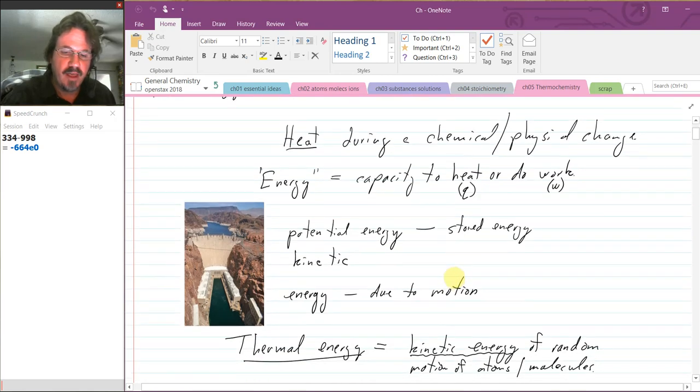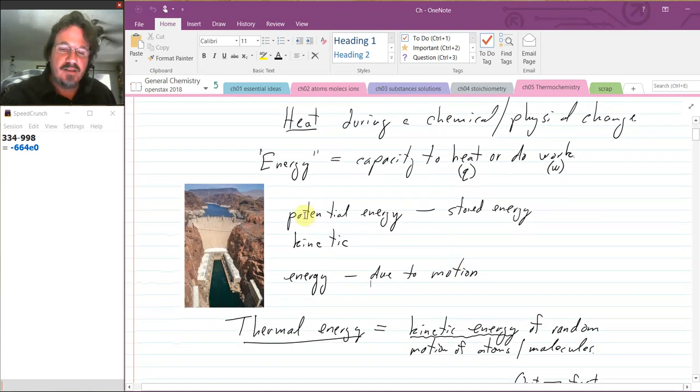Alright, so first of all, energy. Defined as the capacity to do work or to heat something up. And so heat, often symbolized by Q, and work by W, are both related to energy. They're not energy themselves, although they have the same unit as energy. Again, energy is the capacity to heat something up or to do work. So energy is the thing, and heat and the work are the evidence of that thing.